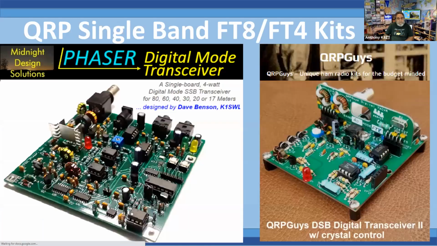And here's a picture of them. Here's the Phaser. I'm currently building a 20-meter Phaser right now. I just need to put a few more resistors in, and it'll be ready to go. And here's one of the QRP double single sidebands with pluggable modules, so you can change bands by plugging in a module to switch.